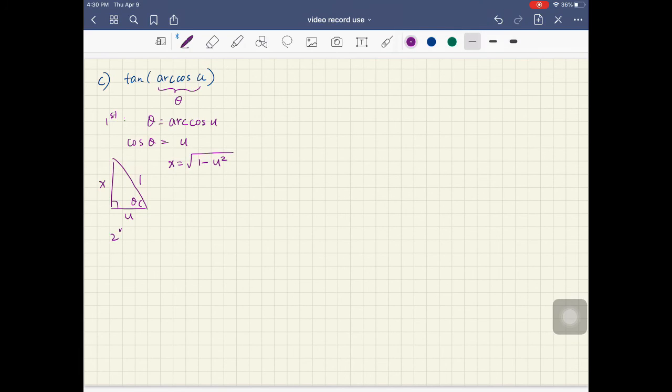Then my question is tangent of arc cosine of u, which is the same as tangent of theta. A tangent of theta from a right triangle we know is going to be x over u. So x is square root of 1 minus u squared, over u.